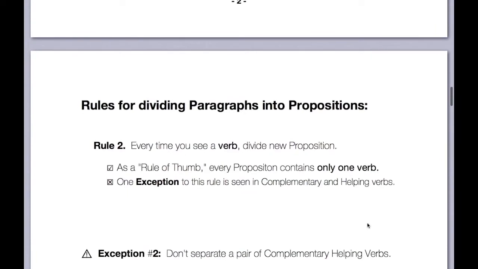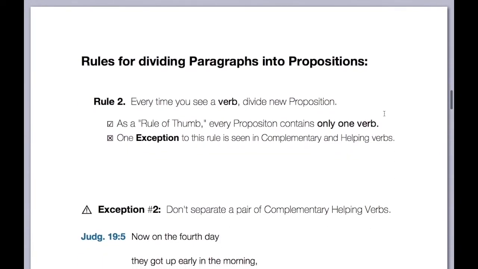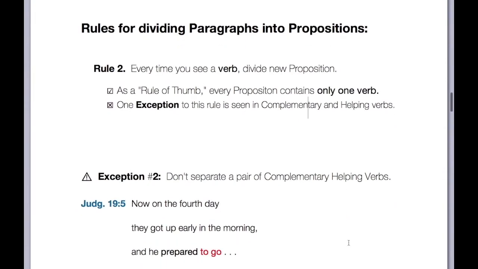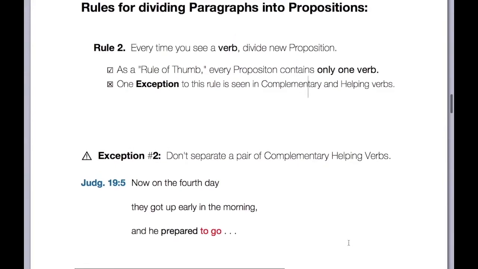Let's take a look now at our second exception. The second exception comes from the same rule of thumb, but this time we'll say not to divide what we call complementary or helping verbs. So let's see how this works in Judges chapter 19.